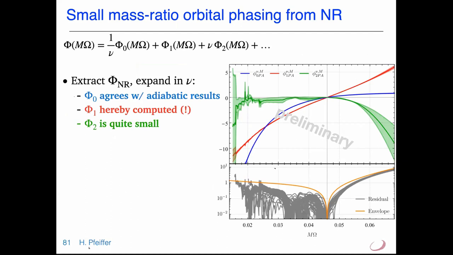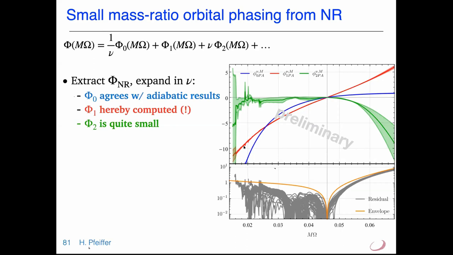And so the right-hand side plot here shows, as a function of frequency, what we could extract from the numerical simulations themselves. In particular, we have in blue here the leading order perturbative gravitational self-force result, the phi zero term, and that agrees within the line thickness with the self-force calculations, so all is well. We could also extract fairly accurately the phi one function, which is shown here.